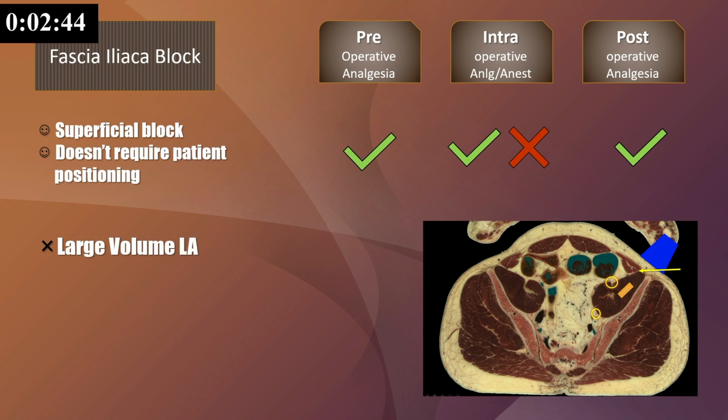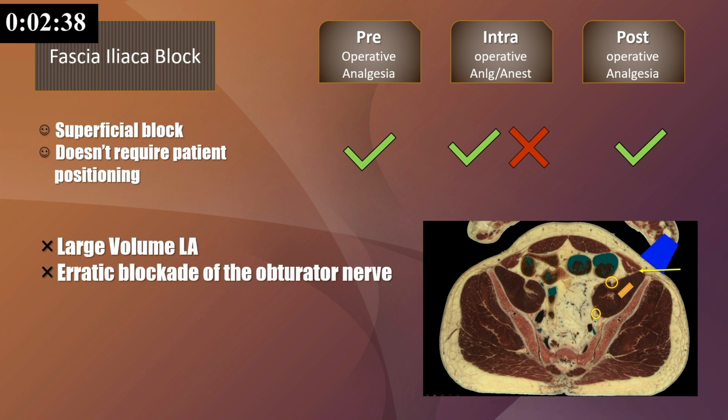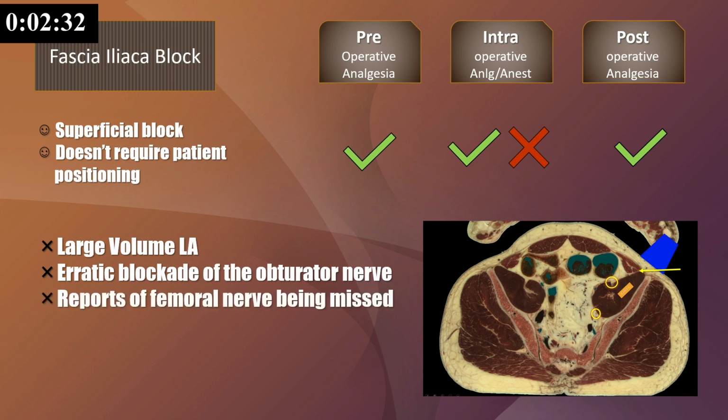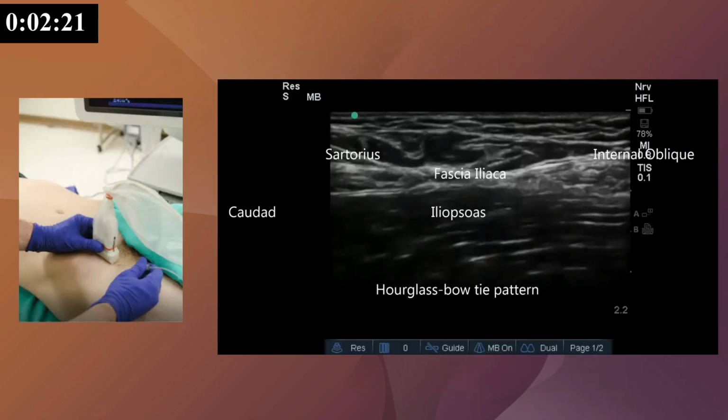The only issue is it requires about 40 ml of local anesthetic in the suprainguinal approach to work. And though many advocates say that it blocks the obturator nerve, this is very erratic. And there are times where people have even missed the femoral nerve while providing the fascia iliaca block, so that's totally uncalled for. So I'm going to skip past the video.